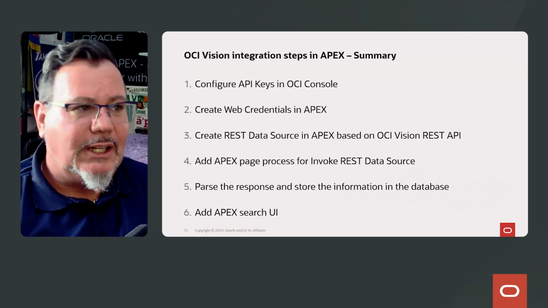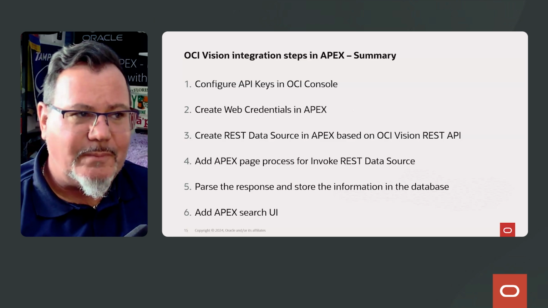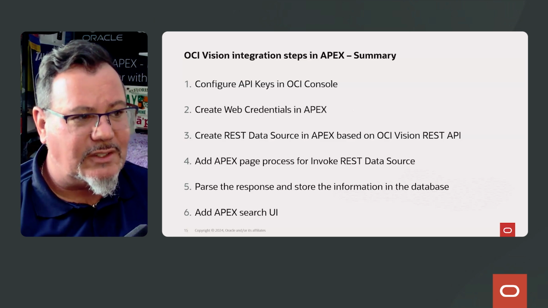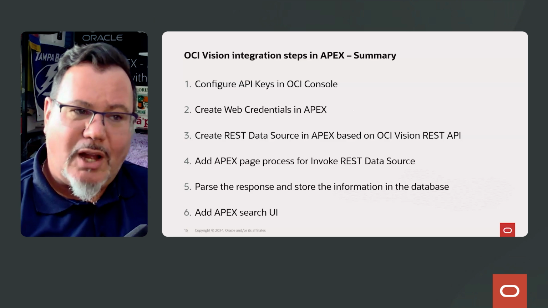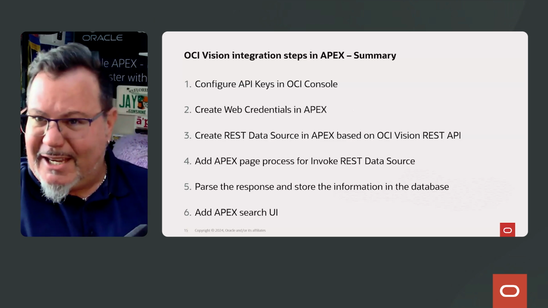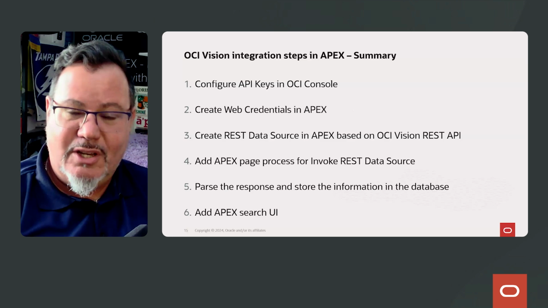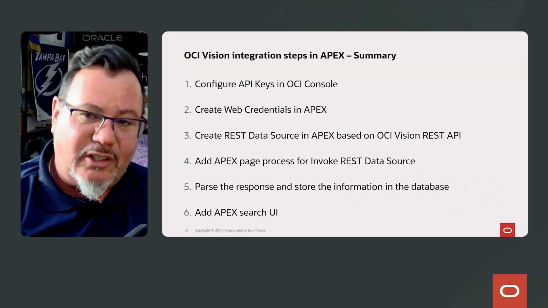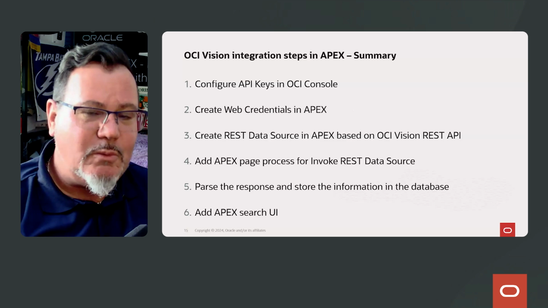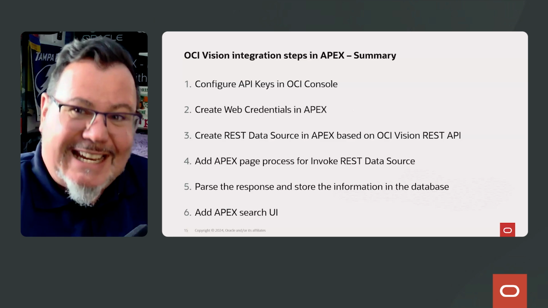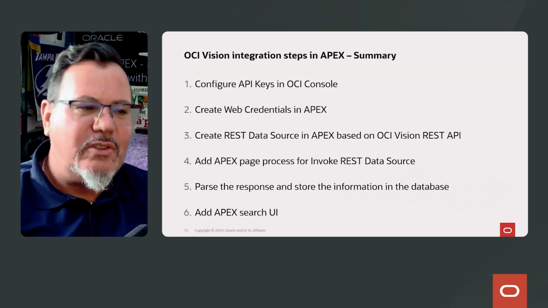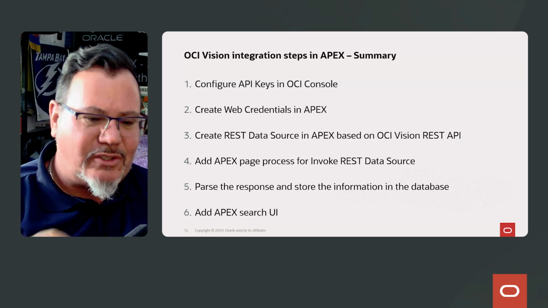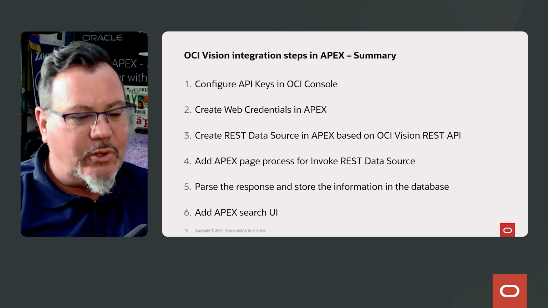And how do we do it? That involves creating web credentials in Apex. And then we have to create a REST data source in Apex based on that API using those keys. And then we add a page process on the actual Apex app page where, when we upload that image, it is sent off to this service to be processed and analyzed, and then have a result set returned as a JSON payload of keywords that we can use to actually make a search function work on our app. But to do that, we have to parse the response, store the information in the database, and add an Apex search UI. So I want to show you some of that now.